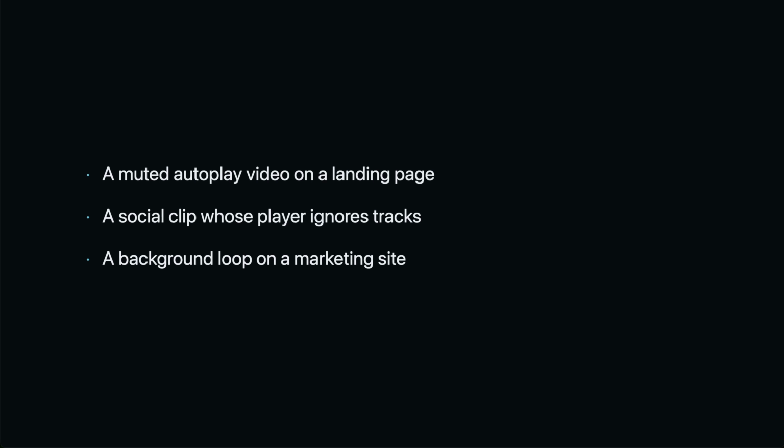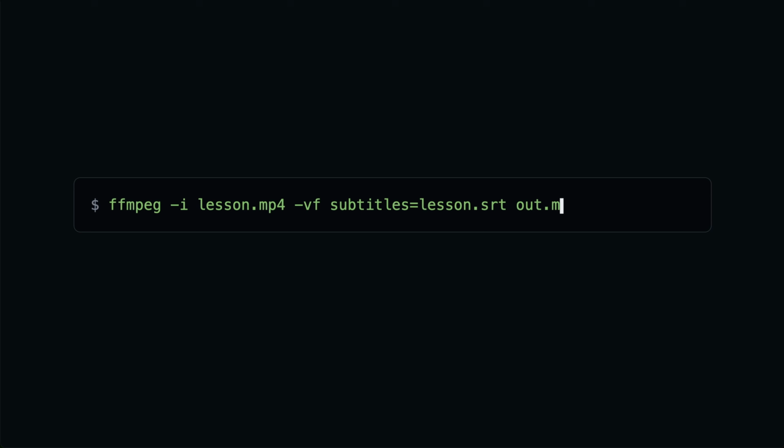If your viewer is never going to see your player controls, burning the captions in is the only way they'll read them. FFmpeg takes the subtitle file as a video filter and re-encodes with the text drawn on top. And if you want it to match your brand, there's a force style string where you can set the font, the size, the color, and the outline. There are 2 costs to keep in mind here. This is a full re-encode, so it takes time and CPU usage, and the output is a single language. So if you need English and Spanish, that's 2 separate files.